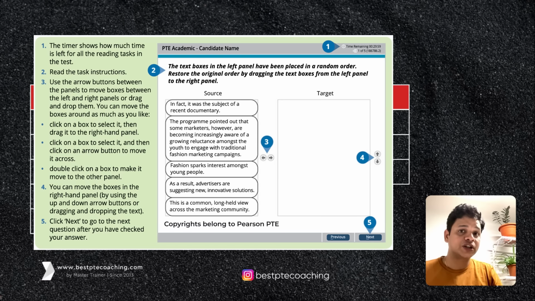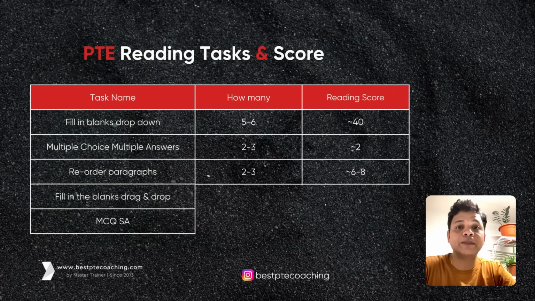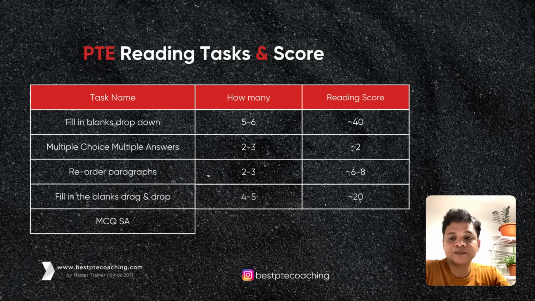Okay, a perfect structured paragraph. That's why you put the jumbled sentences in the perfect sequence. They create a paragraph. That's why it is called order paragraphs. So the weightage is what? 6 to 8 marks, 2 to 3 questions you get.